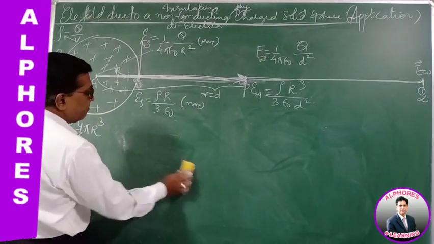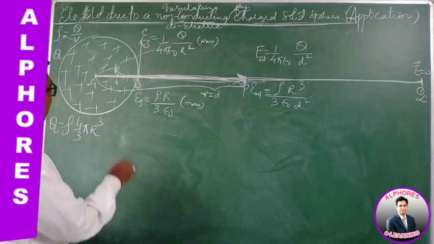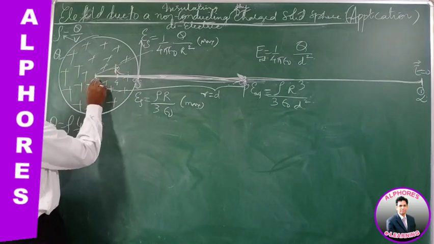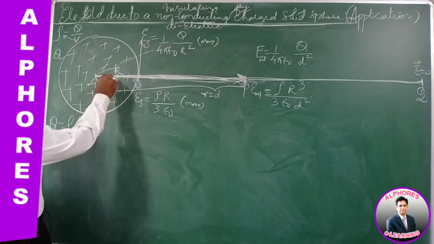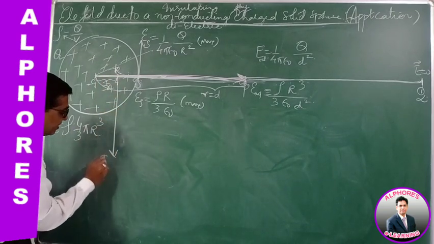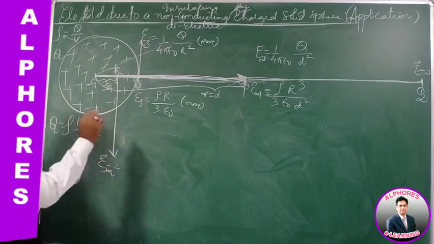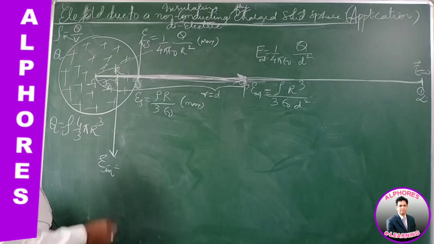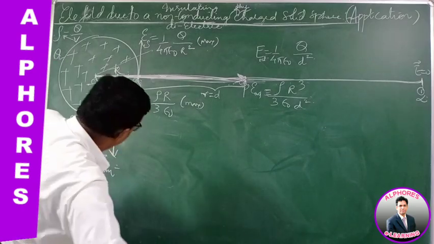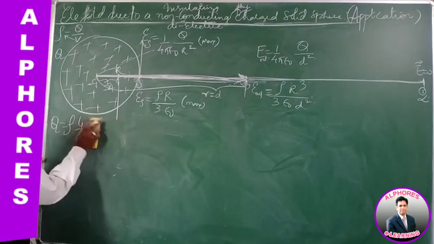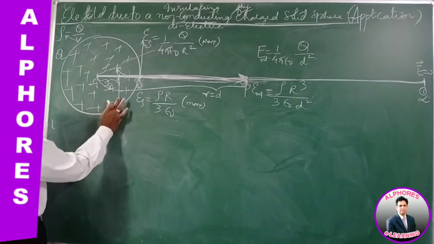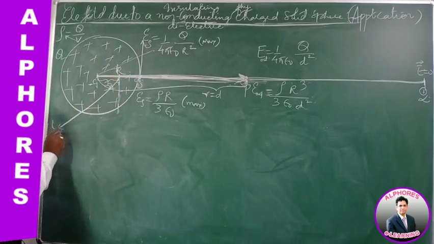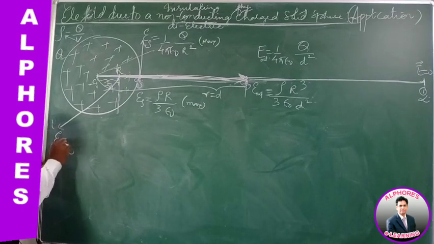Please remember, okay? Now coming to the next point, inside point. Inside point at a distance smaller than capital R. Right here at this inside point, what is the electric field at the inside point? Let me put it here. I am writing the electric field at the inside point here.